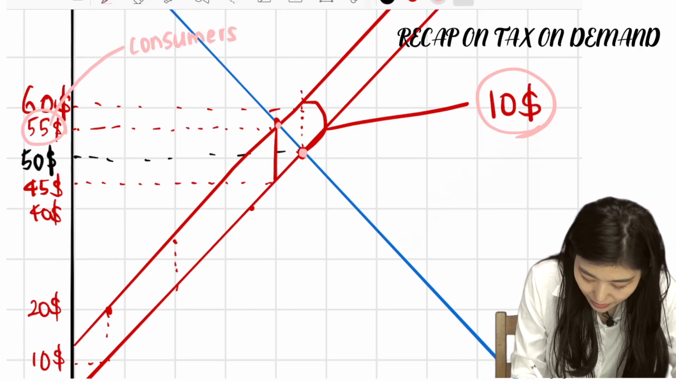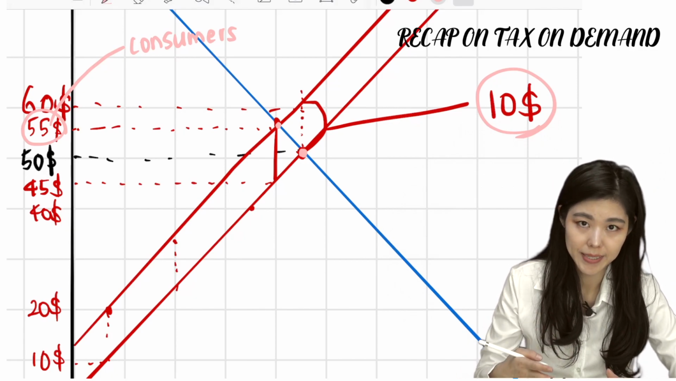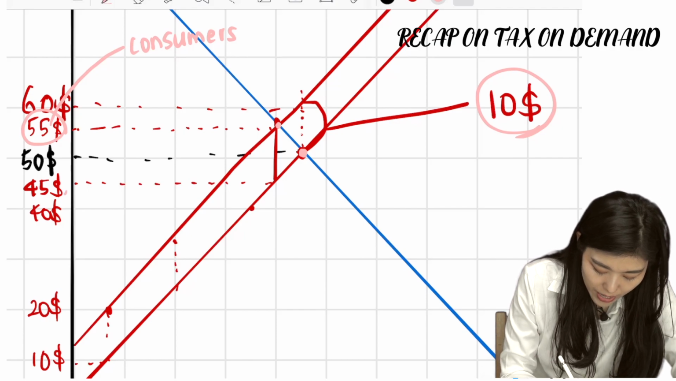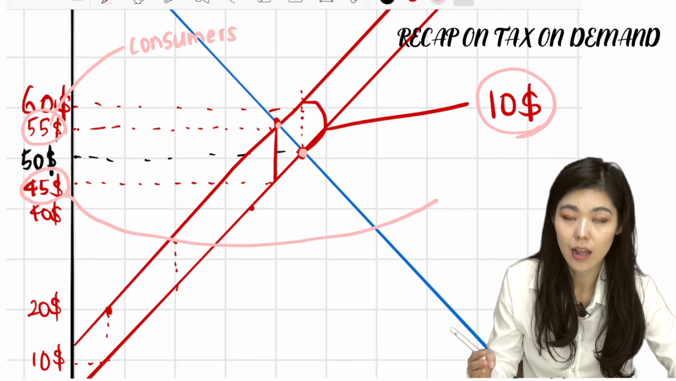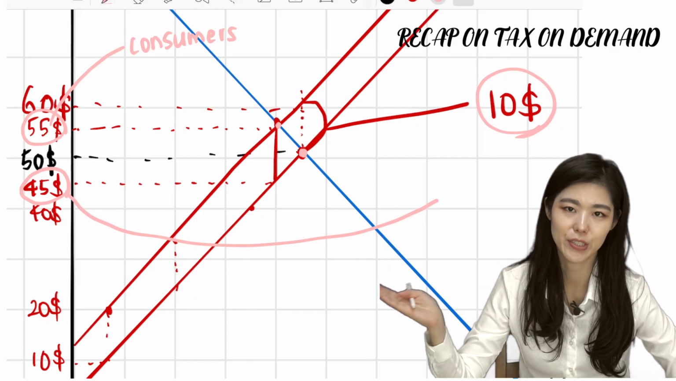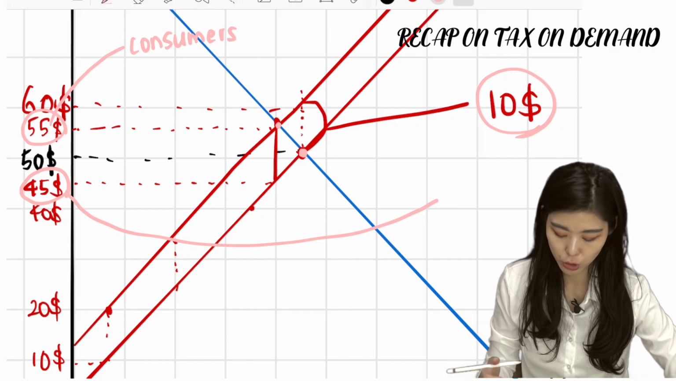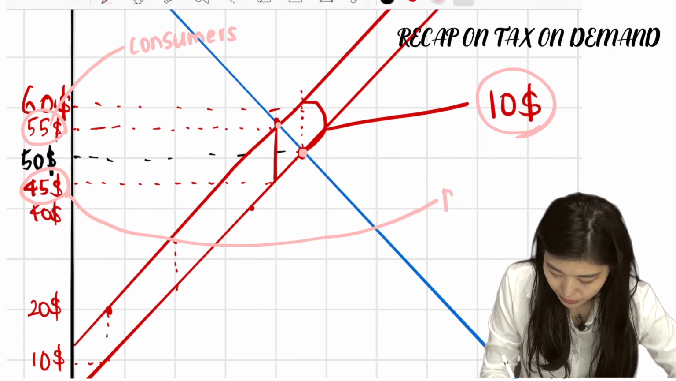Consumers are paying $55, and because $55 is the price the consumers pay, the suppliers will now get $10 less, will get $45, because they would have to pay the $10 to the government after they receive the price of $55 from the consumers. This is what producers get.